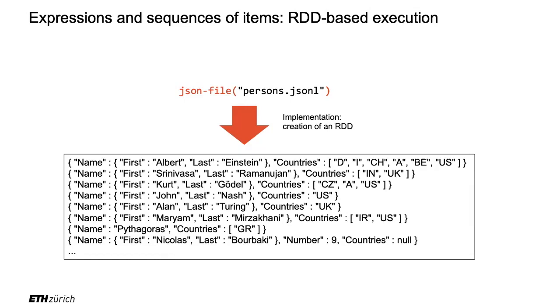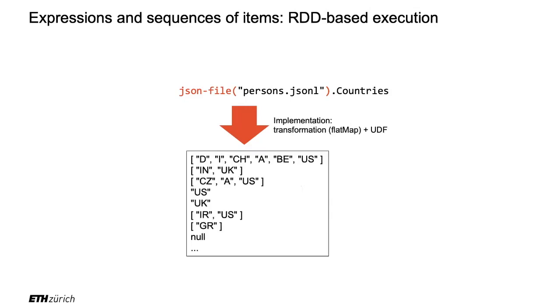Why not a data frame? Well, you can see it doesn't fit in a data frame. The columns are not always the same, and so on. So this is why we do an RDD. For whom is that clear? Okay, so this creates an RDD, but the user doesn't see it, right? The user will just see sequences of items. This is physical, what's happening here.